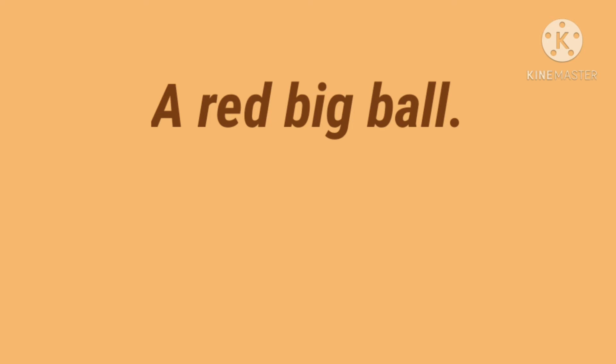Let's see some examples to understand the order clearly. First one, a red big ball. Here which is a noun? Ball. What are the describing words given here? Red and big. Whether the describing words order placed here is right or wrong?